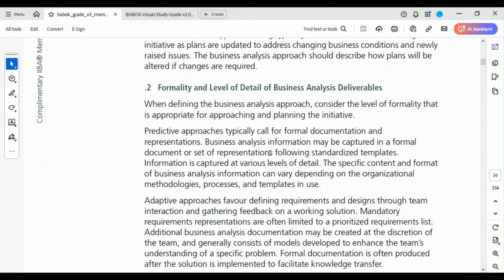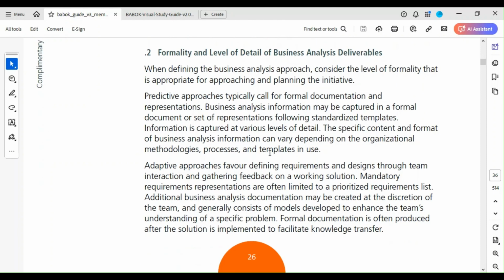Formality and level of detail of business analysis deliverables. When defining the business analysis approach, consider the level of formality that is appropriate for approaching and planning the initiative. Predictive approaches typically call for formal documentation. Please note this, it is very important. Yes. Predictive approaches typically call for formal documentation. Yes, when it comes to predictive, you have to document from your project charter to whatever, and representations. So you have to get all your stakeholders in the room.